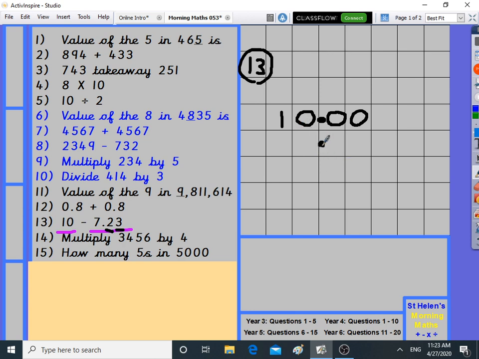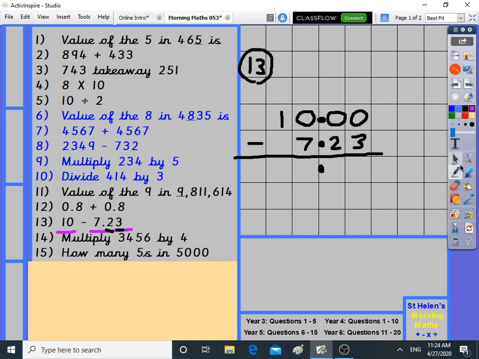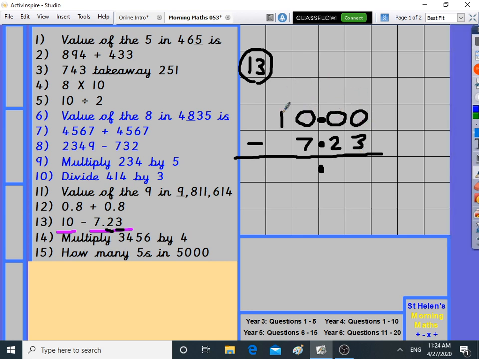10.00. Now I can line up my decimal point, which you always do in subtraction if there is a decimal point. 7.23 will have to go here. So this is how you have to line up 10, take away 7.23. There'll be some borrowing in this question. 0 take away 3 we can't do. Go all the way to the front. 10 goes down to a 9, then to 1. 10 goes down to a 9, then to 1.